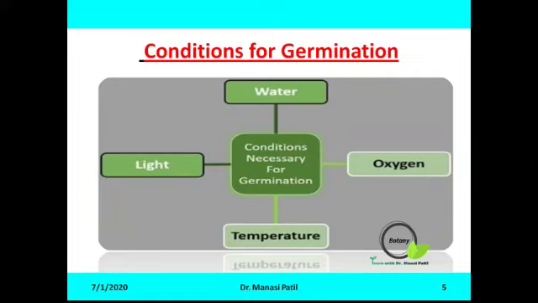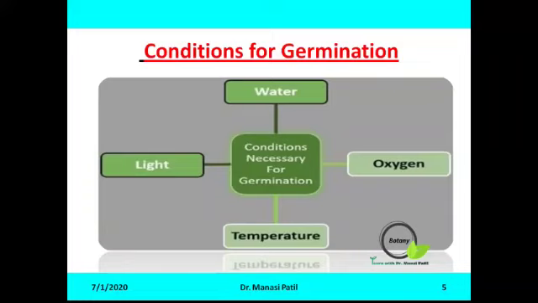The third condition is temperature. For germination of seeds, proper temperature is required. The minimum temperature required for seed germination varies from species to species. Seeds will not germinate if the temperature is too low or very high. The last important condition for seed germination is light.